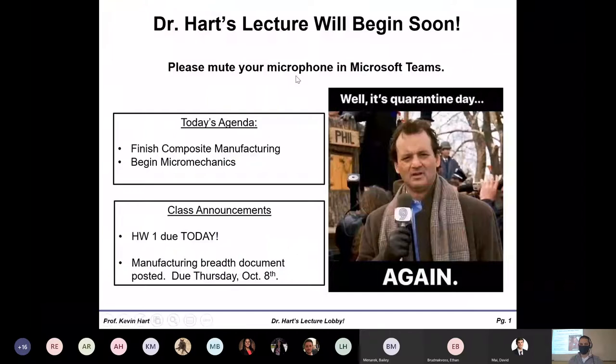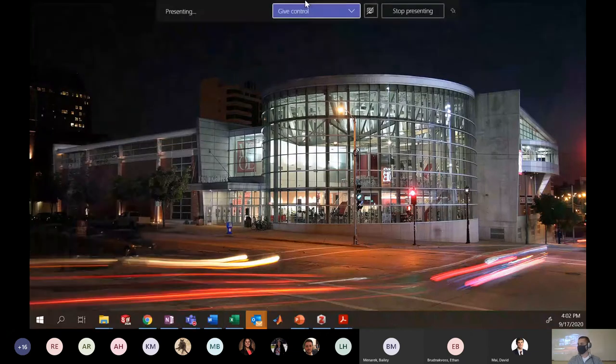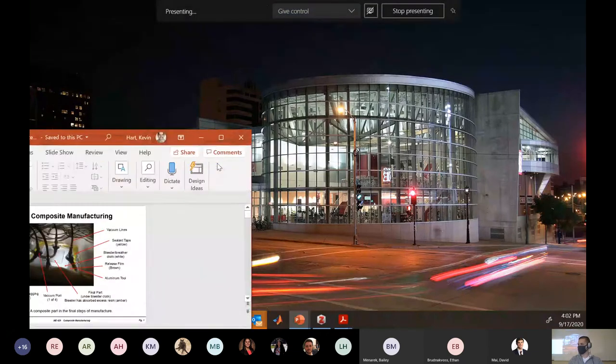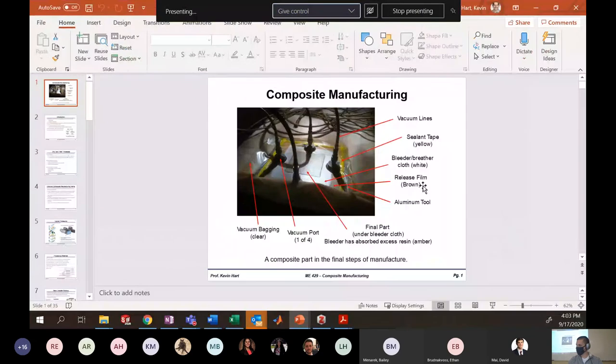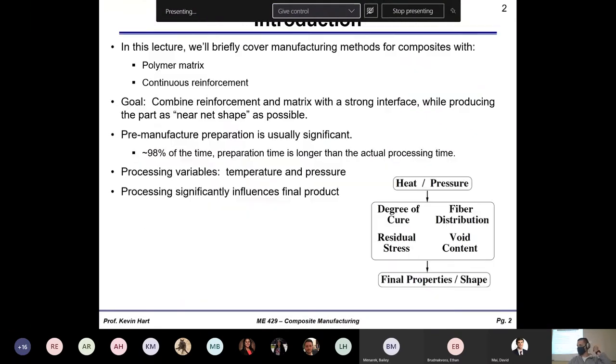Right, so let's get back into it. We'll get back into the composite manufacturing, and I actually brought some samples today as well, so maybe we can start by a little review here quickly, and then we will pause once I get to the point where my samples are relevant. We were doing composite manufacturing last time, and we sort of just dove right in.